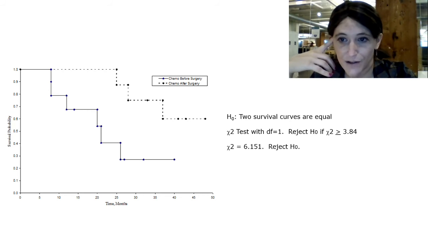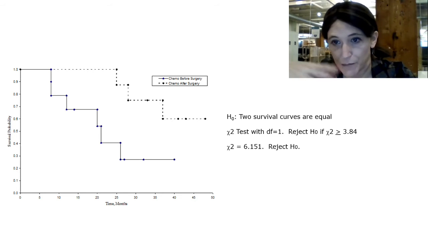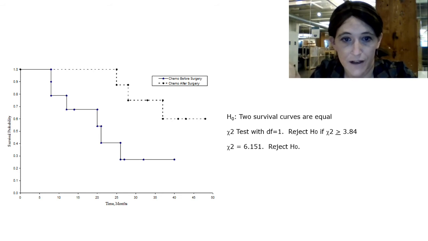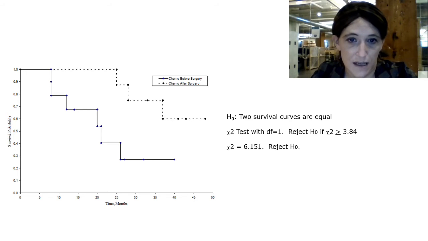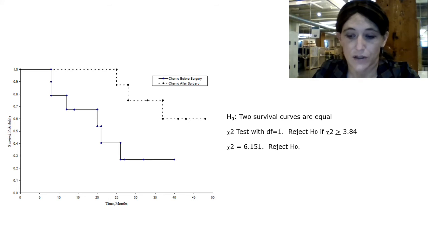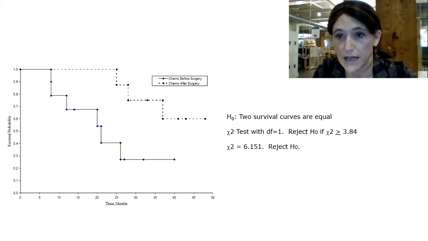So the same critical value of the chi-square test, 3.84, would be the rejection threshold. In this case, we have a chi-square value of 6.15. We can reject the null hypothesis. P would be less than 0.05. And this would say that the two groups are different. And so we can do a statistical test that way for just a bivariate analysis.